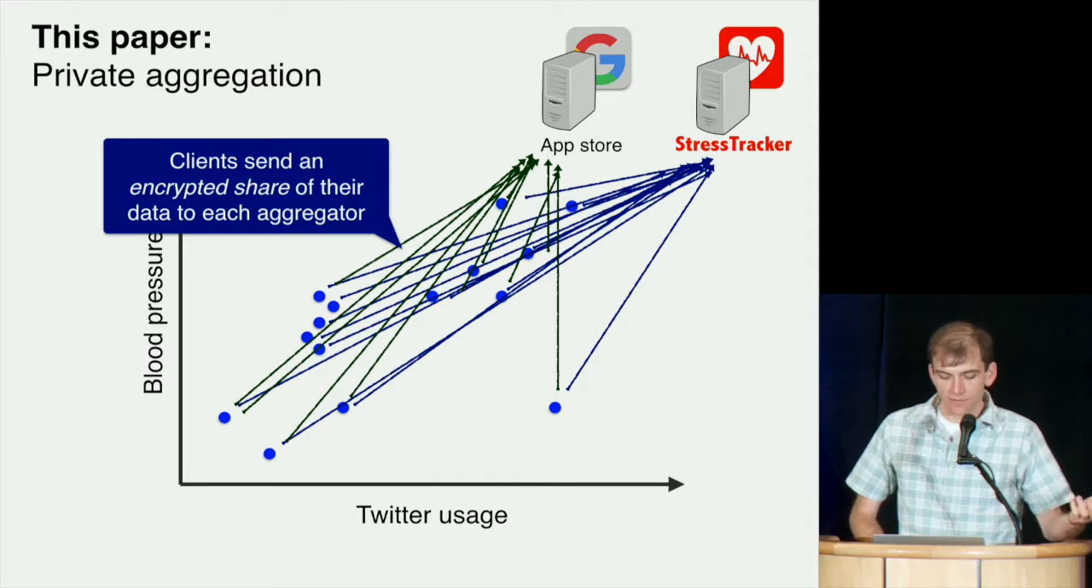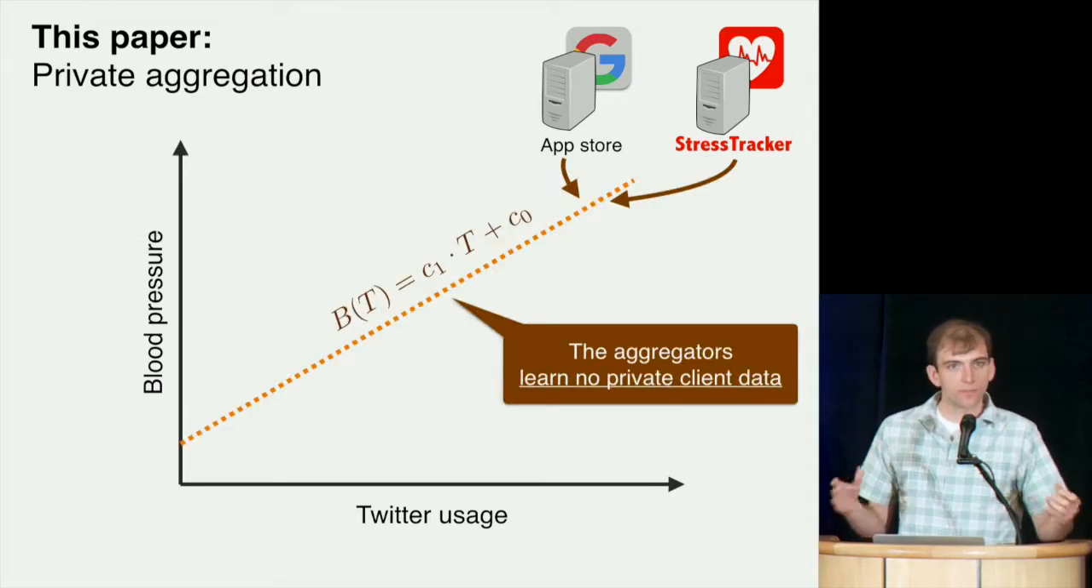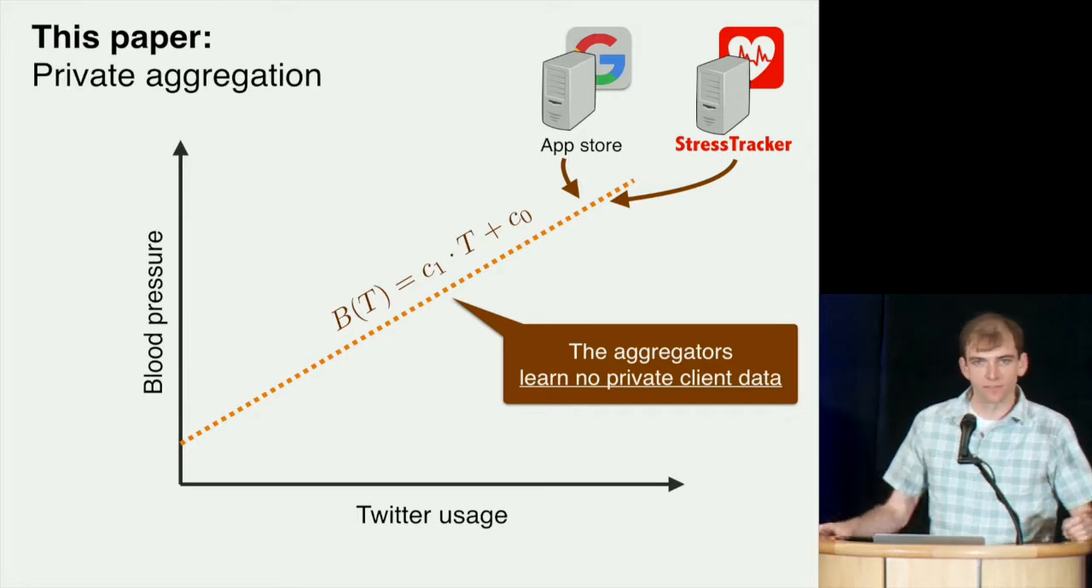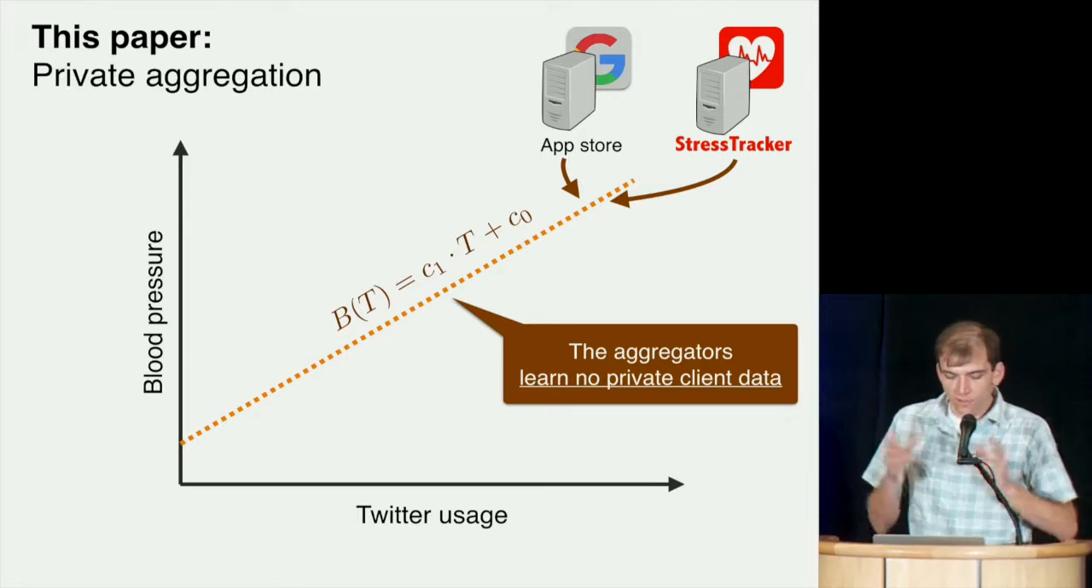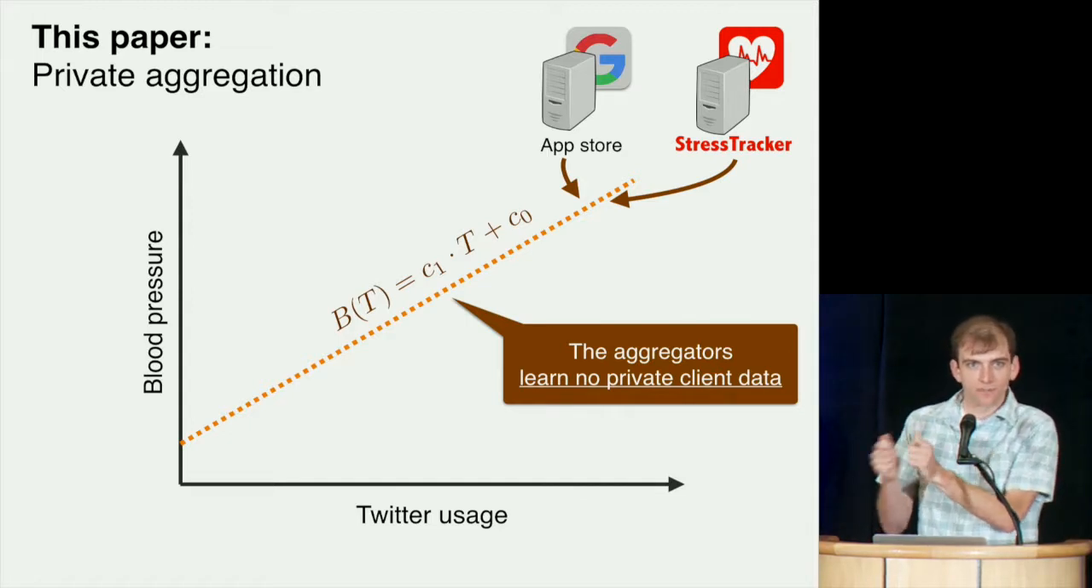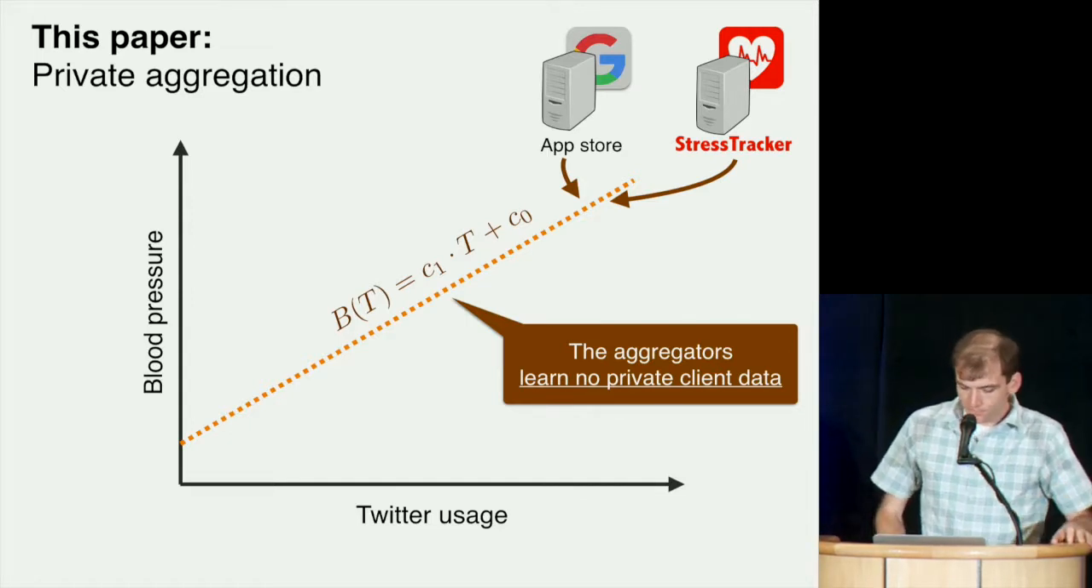This allows the aggregation servers to compute the aggregate statistic of interest in such a way that they don't learn anything else. They get the aggregate statistic, and as long as at least one of these two aggregation servers is honest, that's all that they learn.